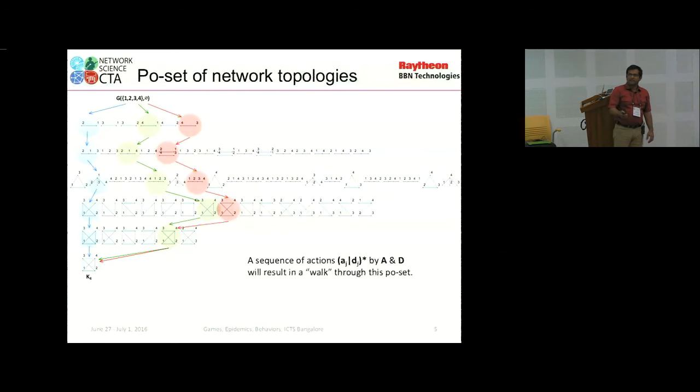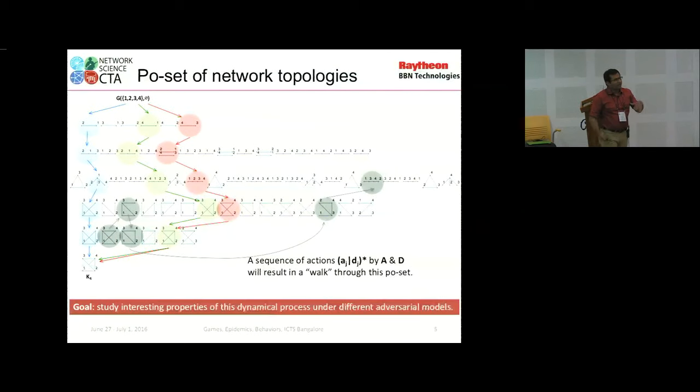Now if the adversary also takes actions, then it could result in a walk in this particular poset. An example of a walk would be something like this. Maybe you started off at this graph, and the adversary deletes edge 1-4, and it goes to this graph. Then the designer adds 2-4, it goes to this graph, and then the adversary deletes another edge, and another edge. So you could imagine that this results in a walk in this poset.